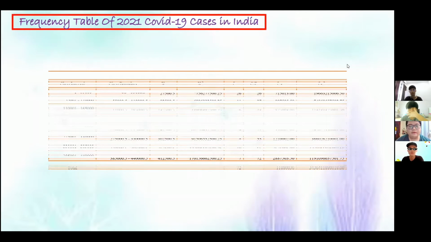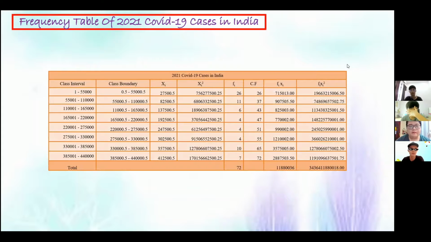Thank you. Thank you, Jun Boon, for your presentation. Now let's look at the analysis of grouped data. As we can see, this is the frequency table of 2021 COVID-19 cases in India. We take the class interval from 1 until 55,000 and the class boundary from 0.5 until 55,000.5. The highest frequency is 26 and the lowest frequency is 4. And we took 72 days as the frequency in our data.